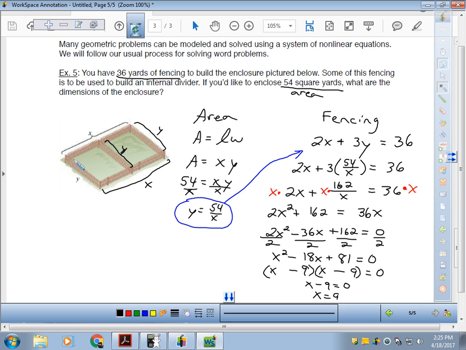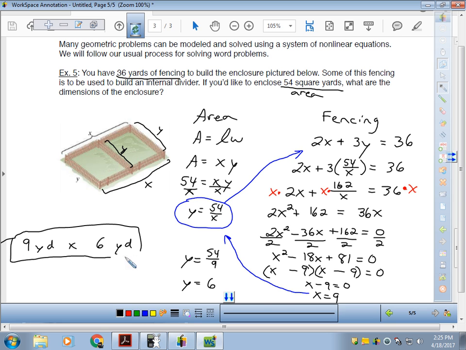We know that one of these dimensions, the longer one here, is 9. Now that we have that, we will plug it back in up here to find y. So y equals 54 over 9. 54 divided by 9 is 6. So now we know the two dimensions. The longer dimension is 9 yards by our shorter dimension here is 6 yards. So it's a 9 yard by 6 yard enclosure here.